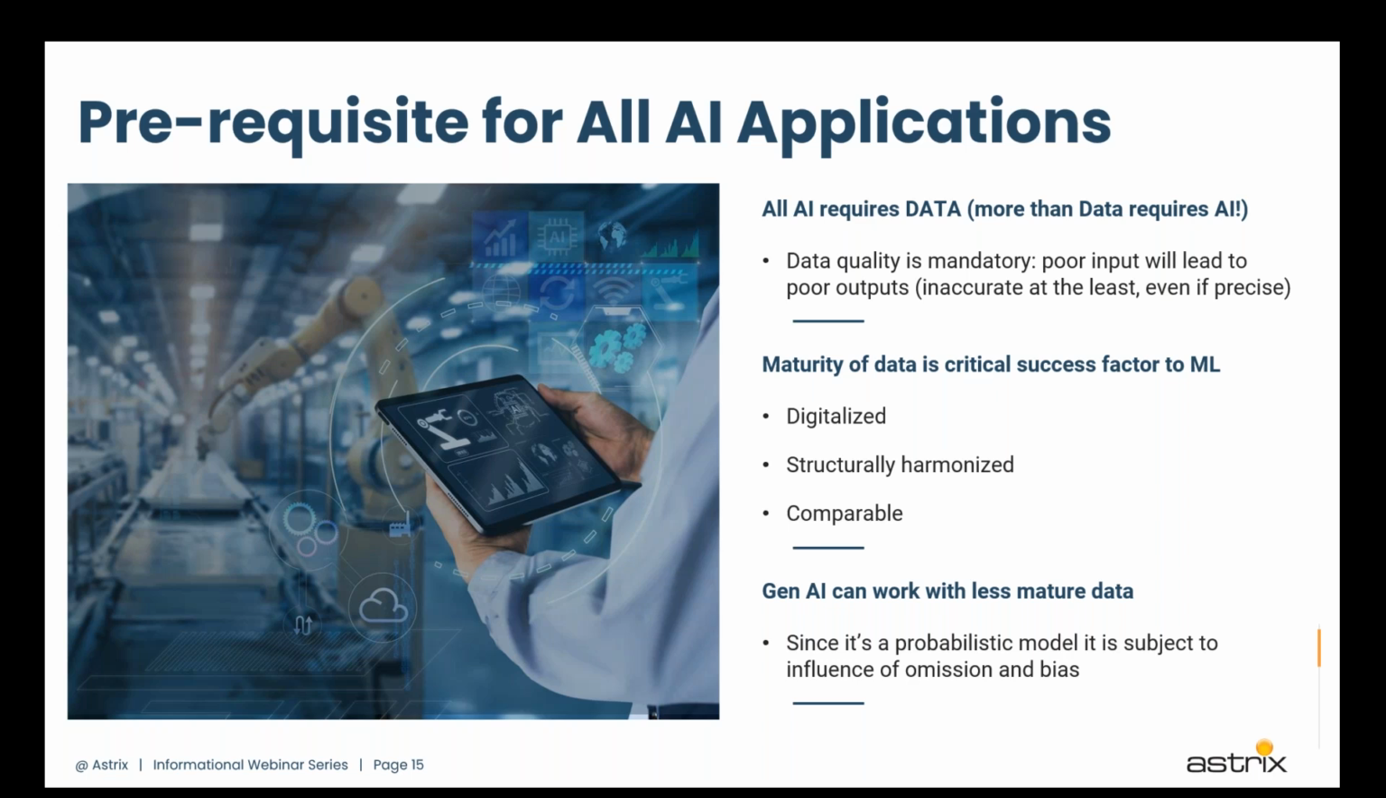Gen AI as a topic, apart from ML, can work with what I'll call less mature data, meaning the nature of Gen AI itself lets you feed it a wider variety of things. Since it's a probabilistic model, it is still subject to influences, omission, and bias. If you don't give it information about a topic, it's not going to know anything about the topic. So omission can be an issue when you're trying to use generative AI to create or suggest new content.